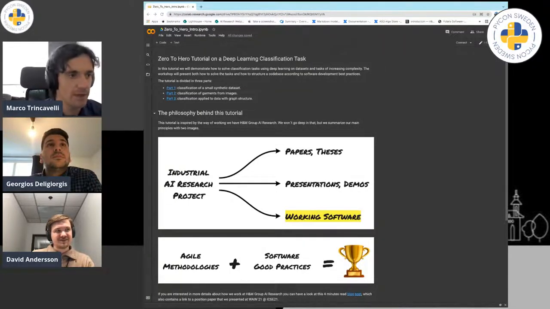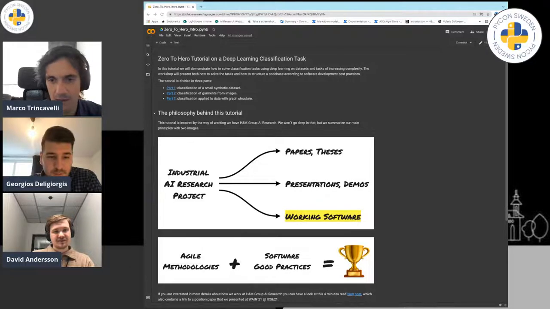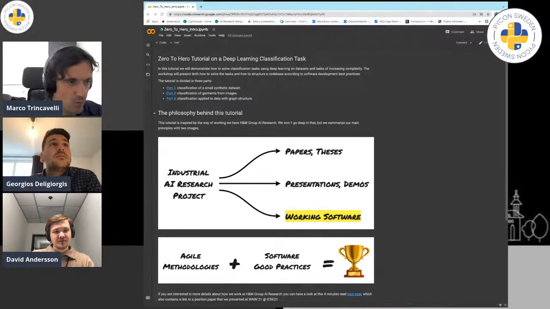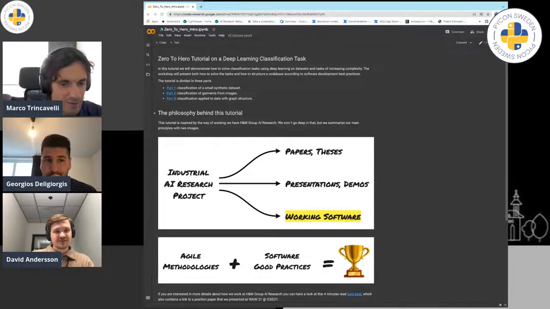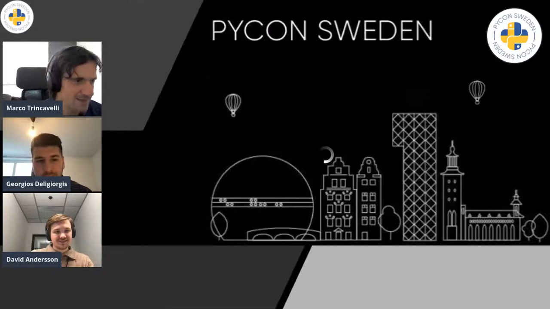And as we could see in this part one, we set the stage for the next 2 parts by introducing PyTorch Lightning, which is the framework we use to keep a constant and uniform code structure across projects. We have seen TensorBoard, a very good tool for monitoring learning algorithms. And now we will go to part 2, where David will show us how to perform classification of clothes, of garments from images, going a bit more in depth into the usage of TensorBoard and introducing some new concepts. Please, David, go ahead.